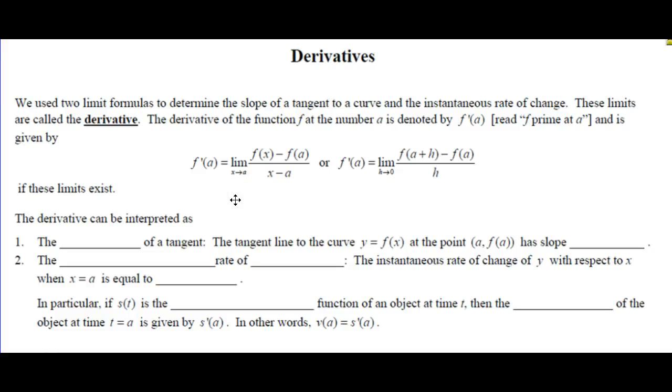All right, anyways, derivative. So you can read this first part: f prime at a. So the derivative can be interpreted as the blank of a tangent. So the slope of a tangent. Slope. The tangent line to the curve y equals f of x at the point a, f of a has a slope of f prime at a.